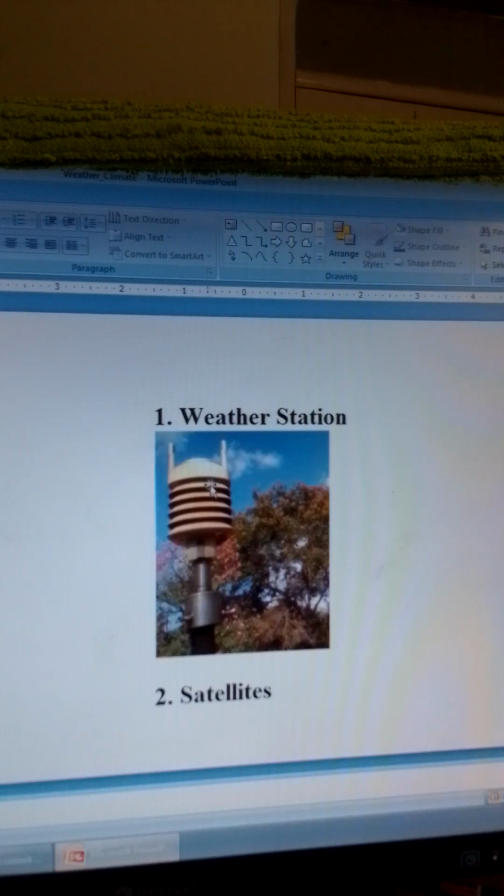This equipment measures other weather elements, and the sensors are not displayed. It can also measure solar radiation, it can measure soil temperature, and so on. We also use satellites which revolve around the earth, and they are used to observe weather, taking pictures of clouds, and so on.